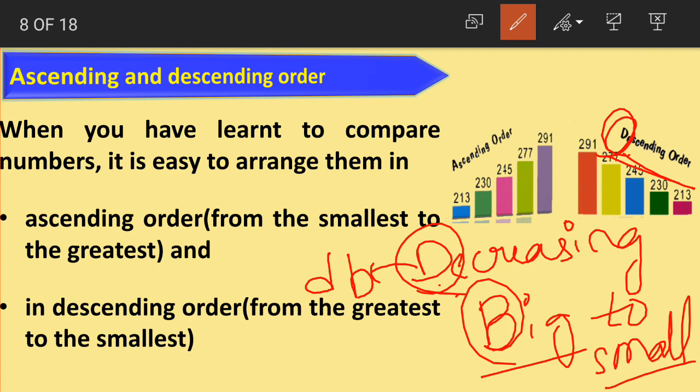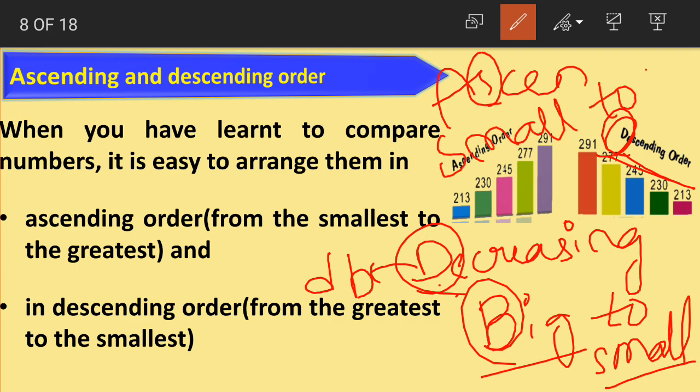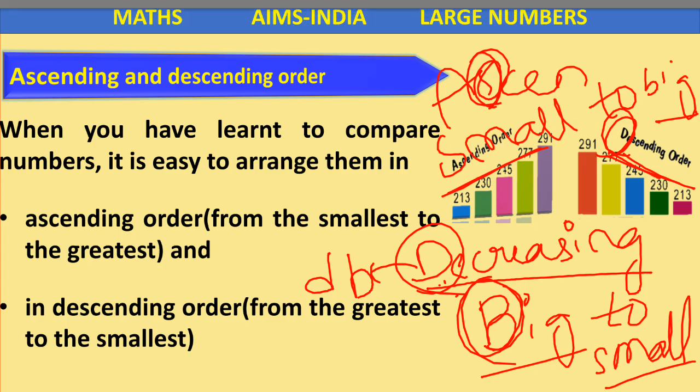Is it clear, children? And it becomes the opposite for ascending order. In ascending, we have S in the second place, small to big. We have S here, so we can say that in ascending order, we write numbers from small to big. Or else if you remember that in descending we write in decreasing, D for descending, D for decreasing, it is okay. Okay, children, ascending order small to big, descending order big to small.